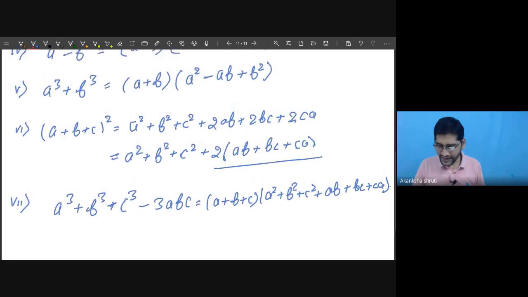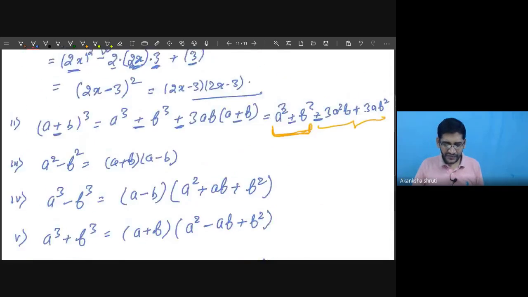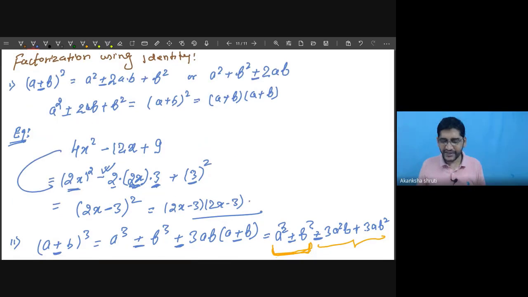So what is required? To factorize, we need to first convert the given relation or given polynomial in terms of the formula which it follows. Like here we have converted by adjusting. Okay, student? So these are the identity related things that we need to keep in mind.